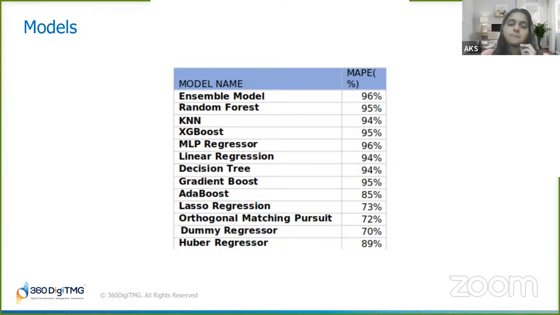We did get good accuracy, but we felt like there was something missing, and that's when we went up to the ensemble model. We used the stacking ensemble model, where our MLP regressor itself was the base learner. We checked using the MAPE error metric, and then we figured out that the best accuracy was given by the ensemble model. That was around 96%.